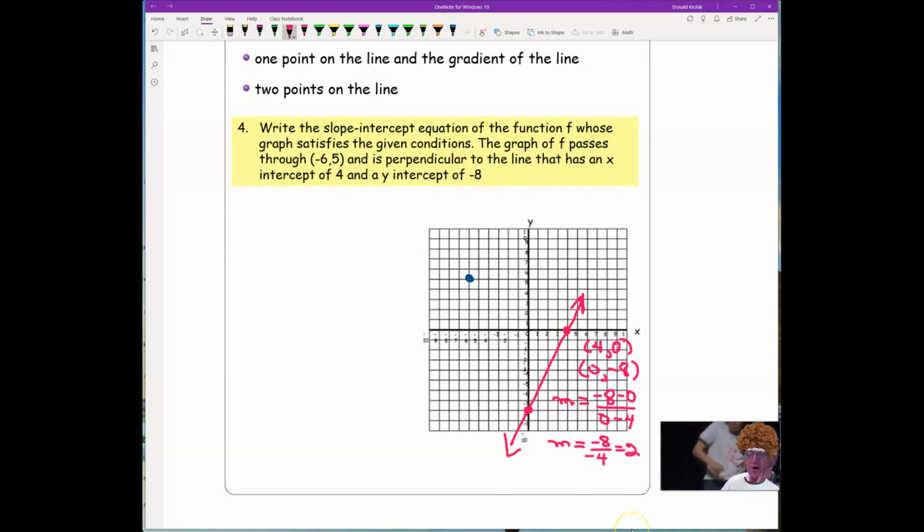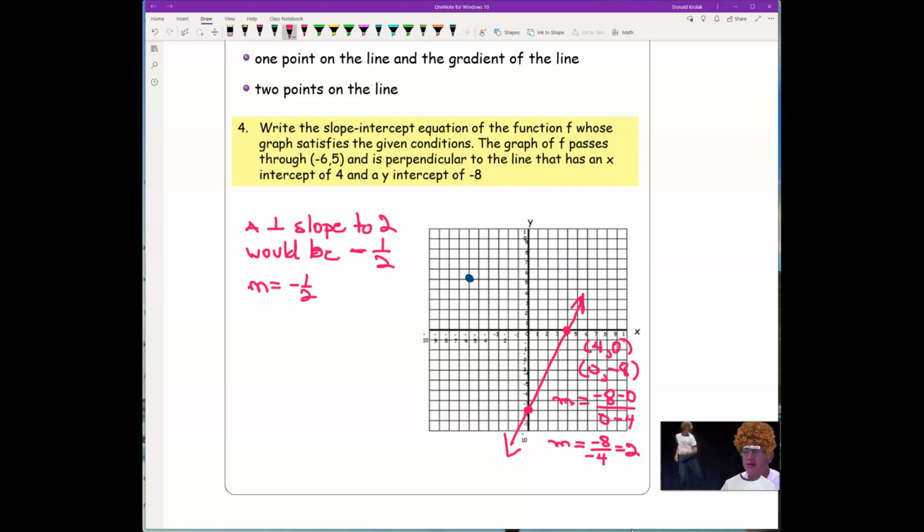So I want a perpendicular slope. The symbol for perpendicular is an upside down T. A perpendicular slope to 2 would be the opposite reciprocal. So that's going to be negative, and it's going to be 1/2. That's the slope. So m equals -1/2. And then it passes through the point (-6, 5).